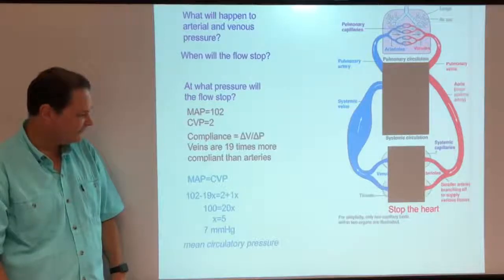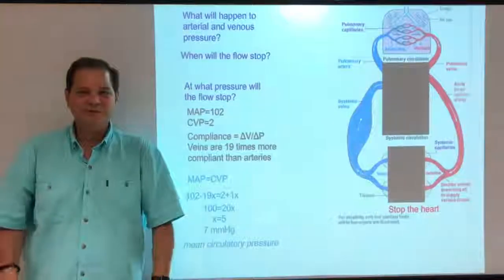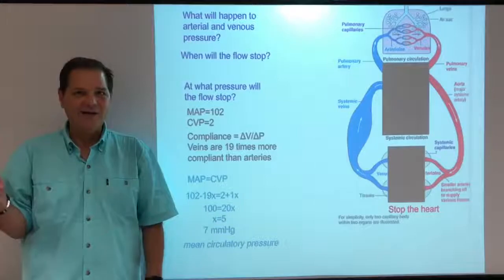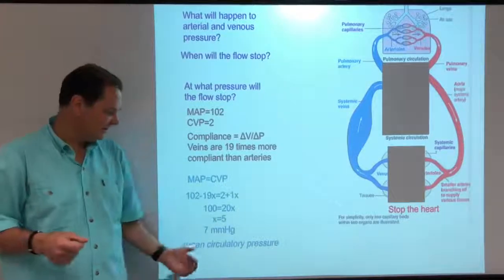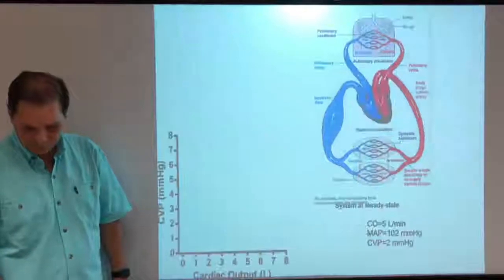We call this the mean circulatory pressure. So if you take somebody who just this instant died and the blood stops flowing and you measure the pressure in their circulation, that'll be the pressure. Okay? All right.